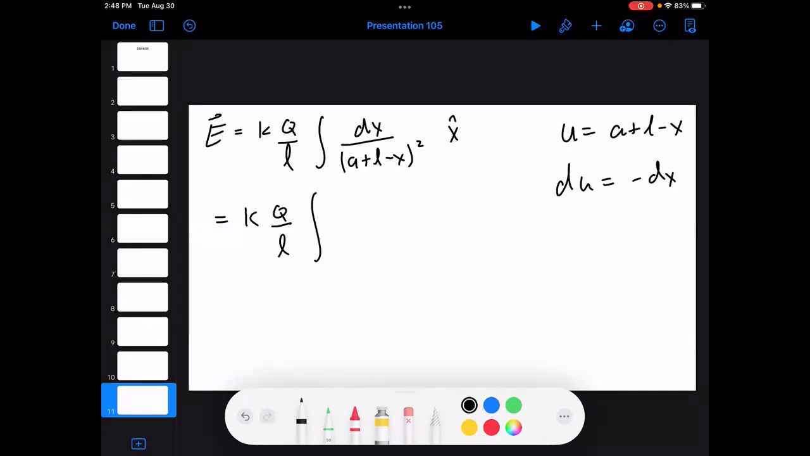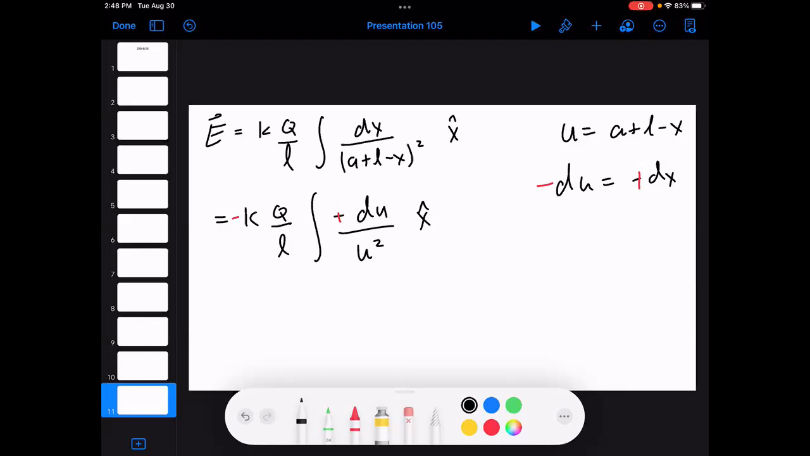Okay. So let's make some substitutions. So du equals negative dx, or dx equals negative du. u equals a plus L minus x, so this is u squared. I've got an x hat. I'll take that minus sign outside so we don't have to look at it for another two steps. What is the integral of du over u squared? That would be 1 over u. We're not that far yet.